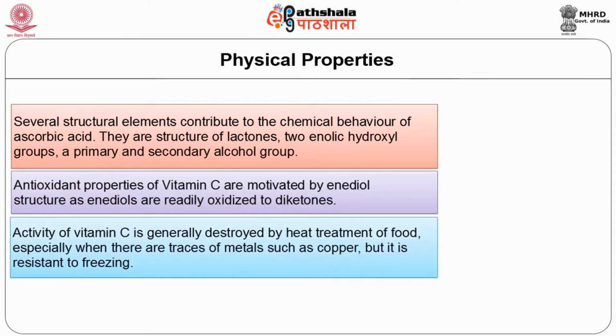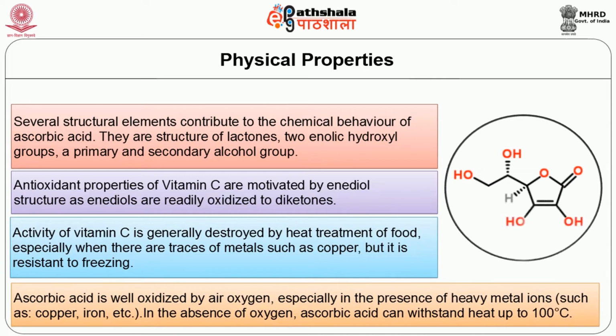Activity of vitamin C is generally destroyed by heat treatment of food, especially when there are traces of metals such as copper, but it is resistant to freezing. Vitamin C is probably one of the most unstable water soluble vitamins. In nature, there are only the L form of ascorbic acid and dehydroascorbic acid. Ascorbic acid is well oxidized by air oxygen, especially in the presence of heavy metal ions such as copper, iron, etc. In the absence of oxygen, ascorbic acid can withstand heat up to 100 degrees centigrade.